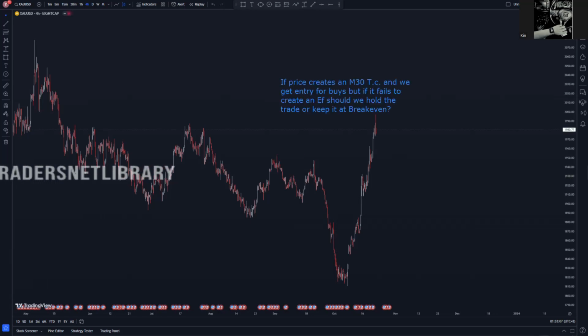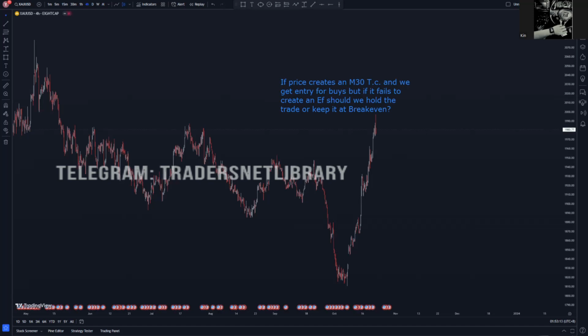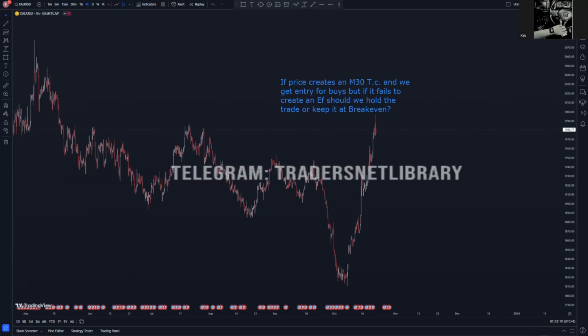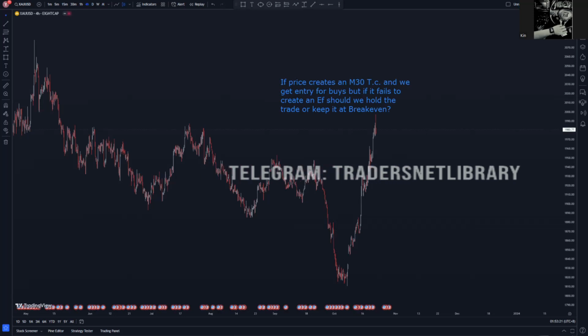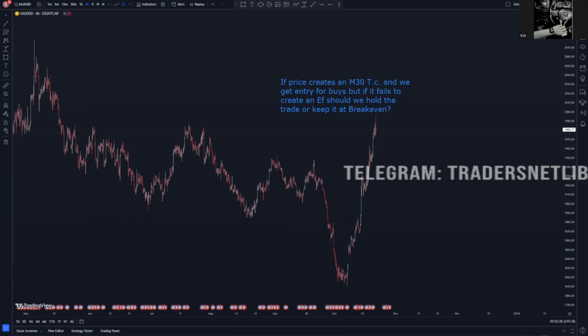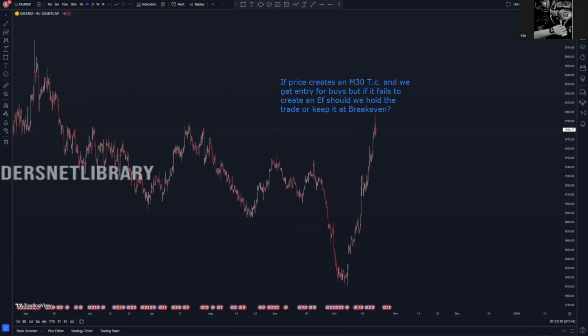If price creates an M30 TC and we get an entry for buys, but it fails to create an EF, should we hold the trade or keep it at break even? Actually, we need to focus on the H4. That's why I teach you guys about the H4. We need to understand from where to where the price is going. After the price creates the TC, sometimes if there is no EF at all, the price can just go straight away to our exit. But we need to monitor. That's why I'm going to teach you guys how to monitor the chart after this.